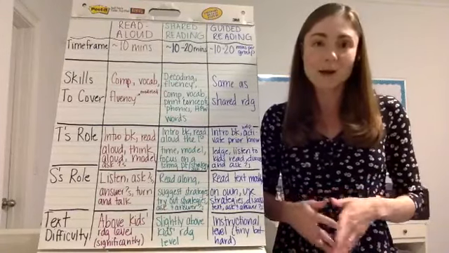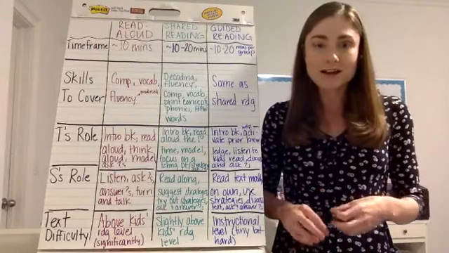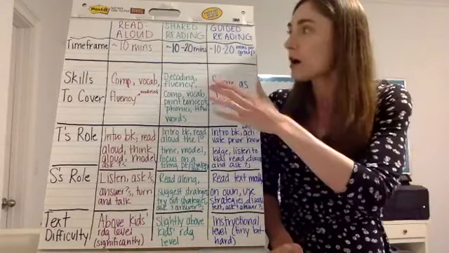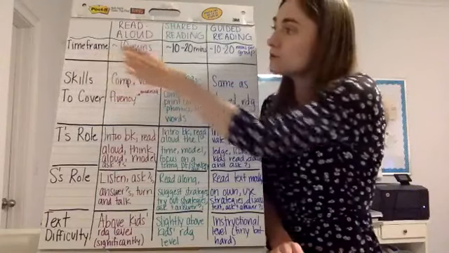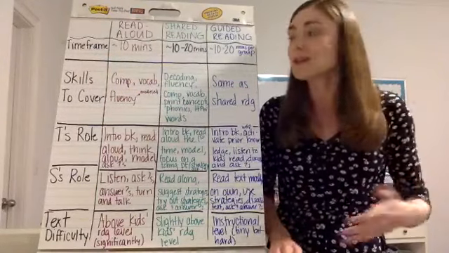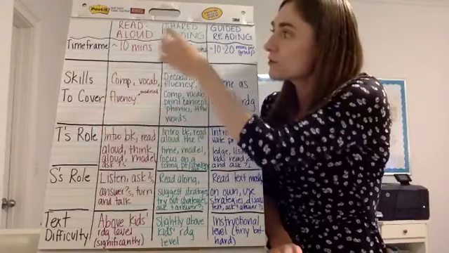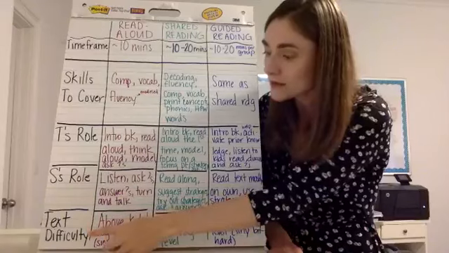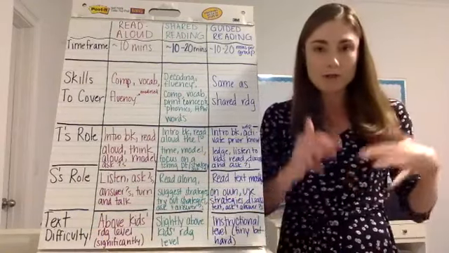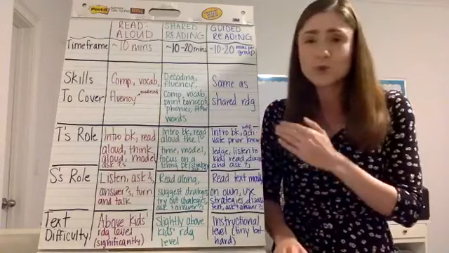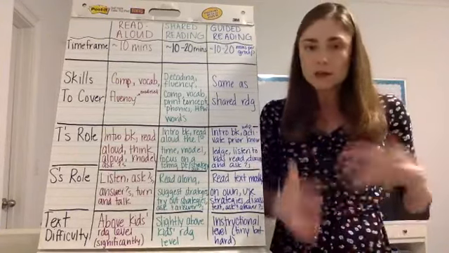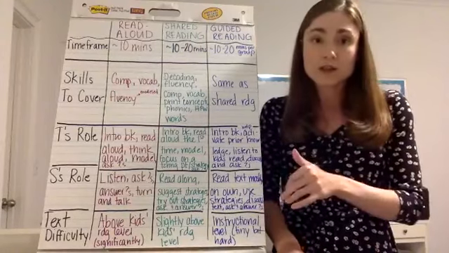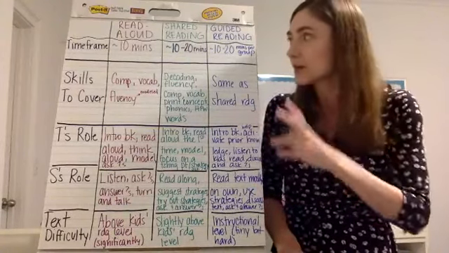Let's really dive in and talk about what these three things are and the differences between them. The way I broke this down is we're going to talk about how long I usually spend on each of these things, and it can vary, what skills I typically cover with each routine, what my role is, what the student's role is, and then how difficult the level of the text is. If you can't read this chart, no worries. I will be talking from it, so no worries if you're on your phone. I will still say what's on this chart, but I'm just using it to break things down.